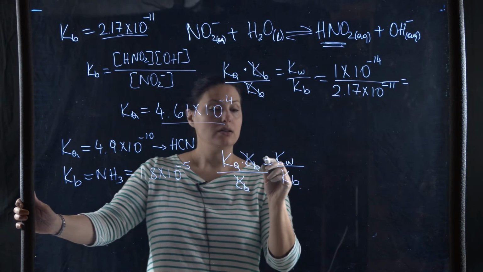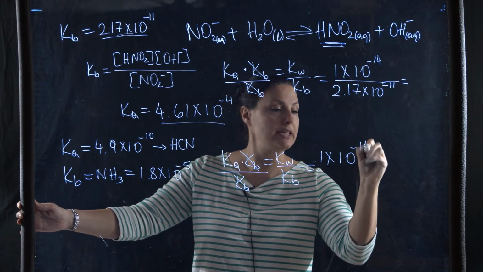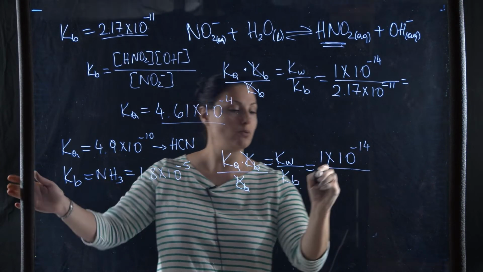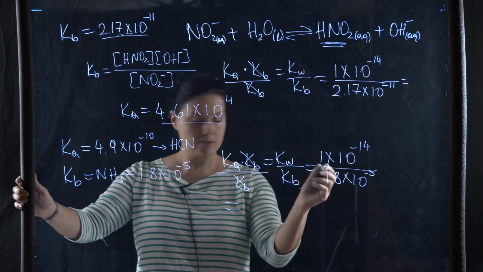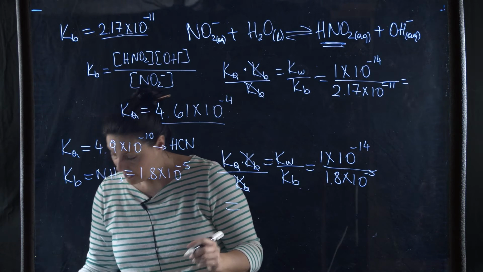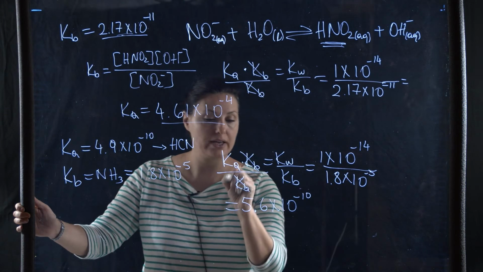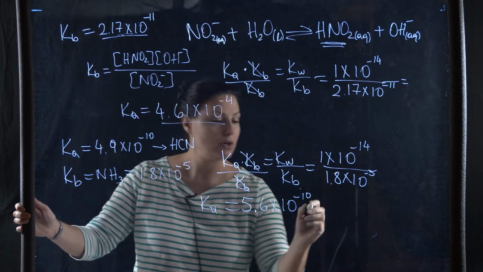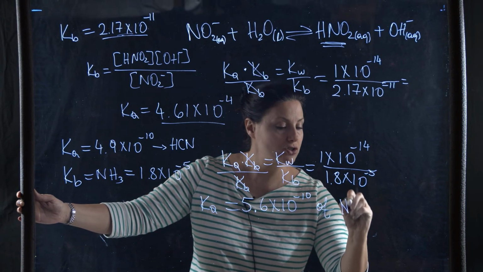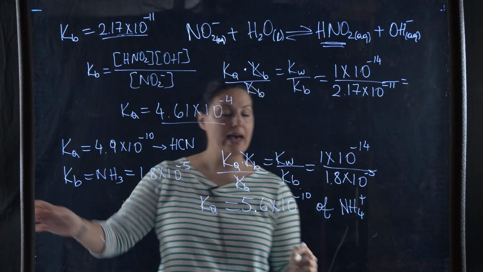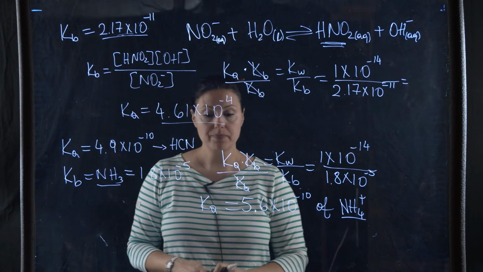This is 1 times 10 to the minus 14 divided by the Kb, which is 1.8 times 10 to the minus 5. This gives me a value of 5.6 times 10 to the minus 10 for the Ka value of NH4 plus. This is my acid. This is the acid. This is the conjugate base of that acid.